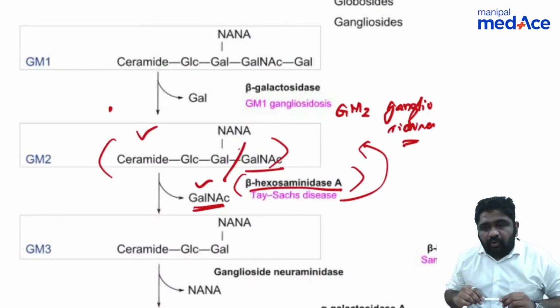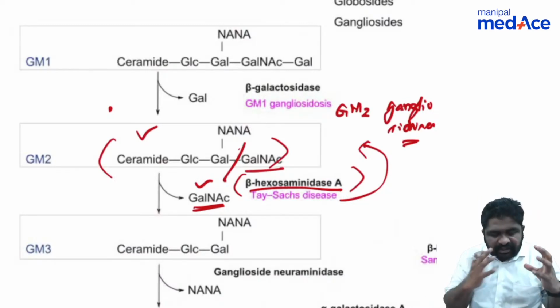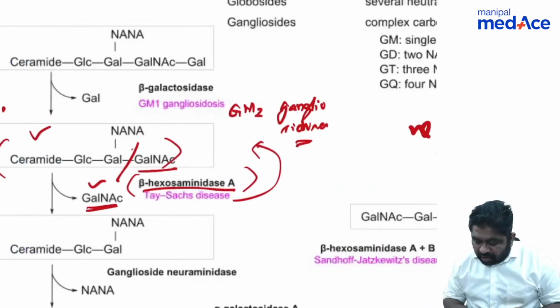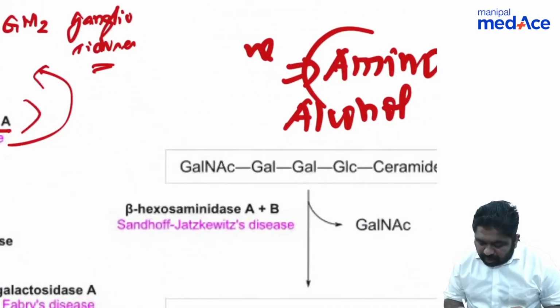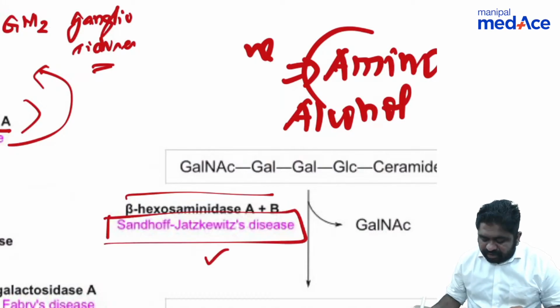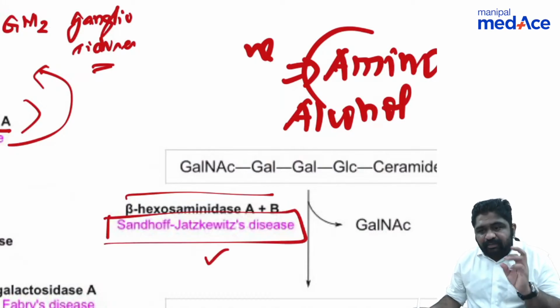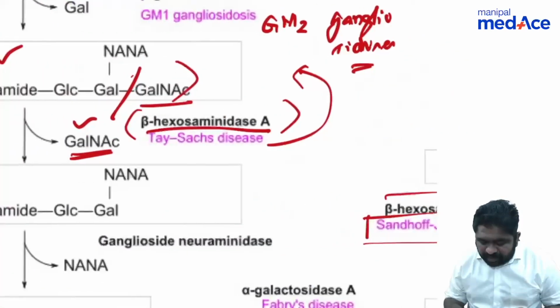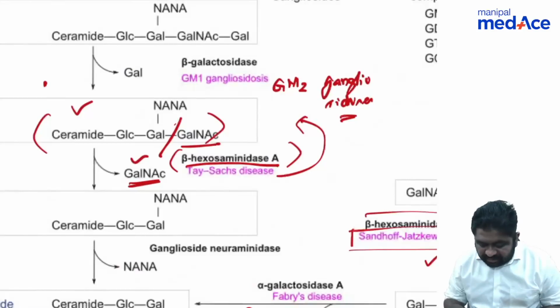Okay. So now you have another question. Sometimes you have hexosaminidase A, you also have hexosaminidase B. Now, when will you say A and B coming together? Look at this part. If hexosaminidase A and B, both of them are deficient, it's called Sandhoff-Jacobovitz disease. What is the meaning of A and B? And what is the meaning of A? That by itself is another question.